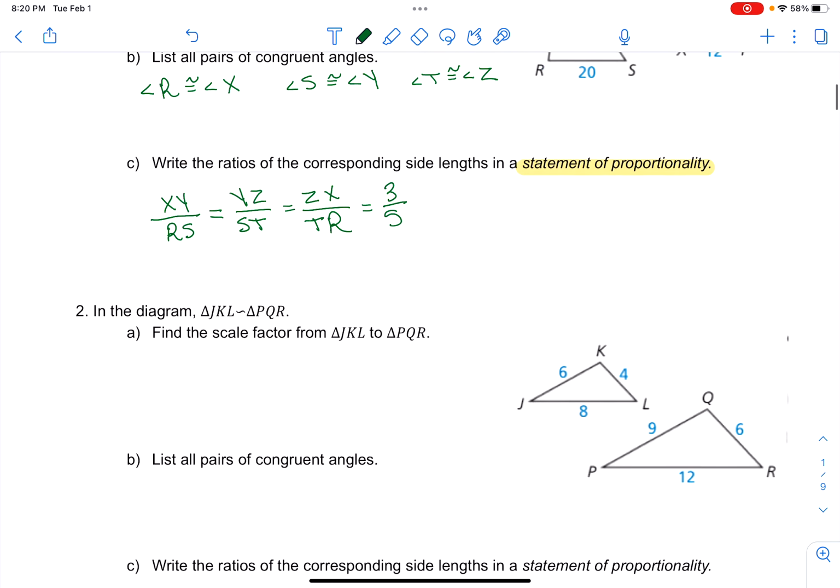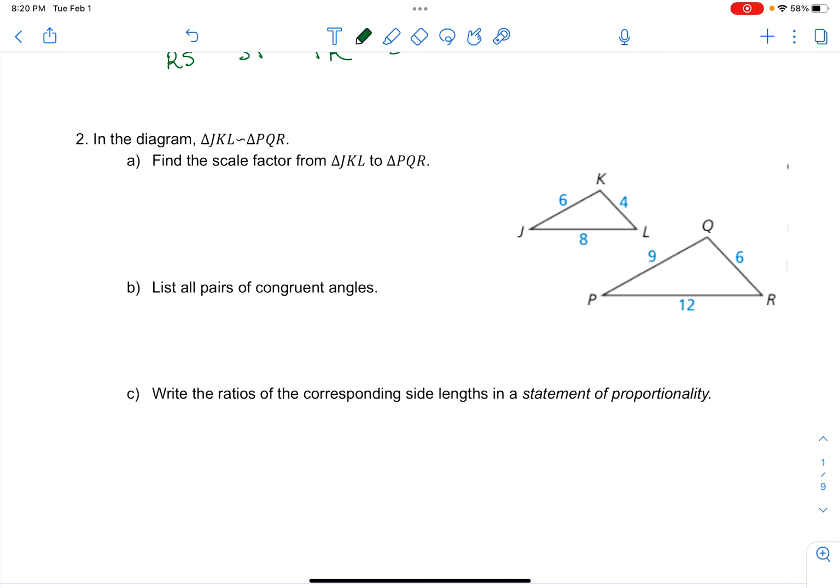All right, so we have another one. We will go through another example. It tells us in the diagram, triangle JKL is similar to triangle PQR, and they want us to find the scale factor from JKL to PQR. So remember, whatever is second is going to go on top of our fraction.